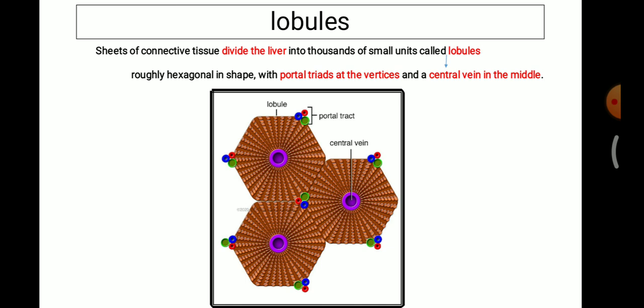Lobules are sheets of connective tissue that divide the liver into thousands of small units. These lobules are roughly hexagonal in shape with portal triads at the vertices and a central vein in the middle. This is how it is shown in the figure: hexagonal shape, central vein in the middle, and portal tract at the corners.